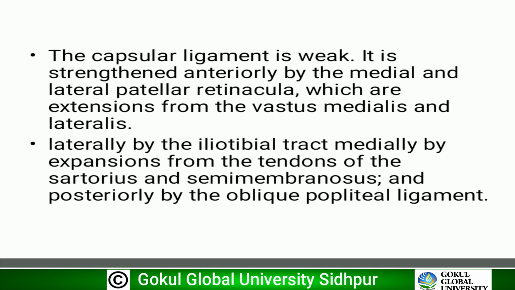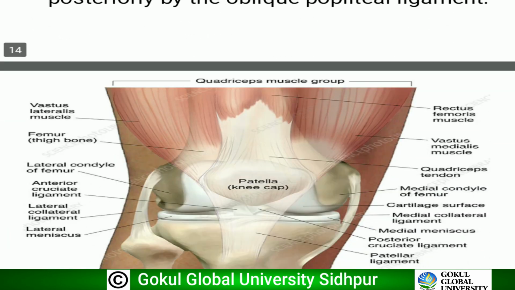The capsular ligament is weak. It is strengthened anteriorly by the medial and lateral patellar retinacula, which are extensions from the vastus medialis and lateralis, laterally by the iliotibial tract, medially by the expansion from the tendons of the sartorius and semimembranosus, and posteriorly by the oblique popliteal ligament.